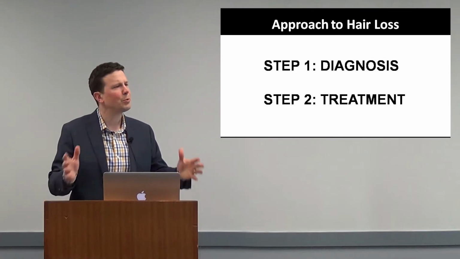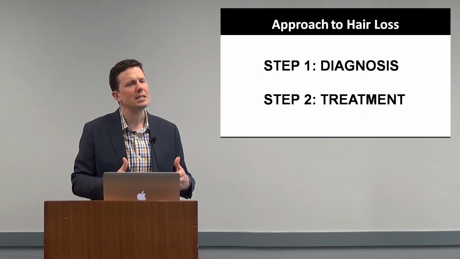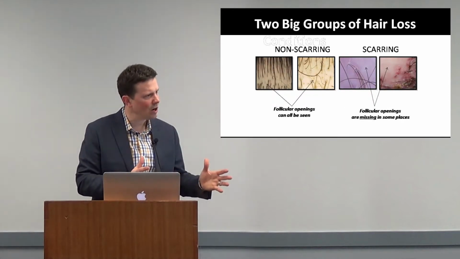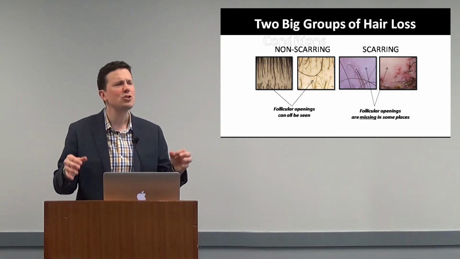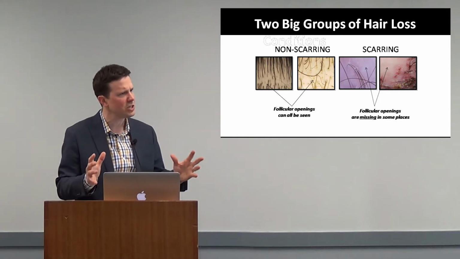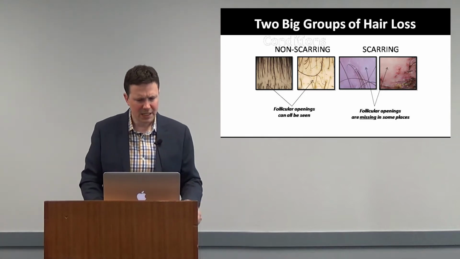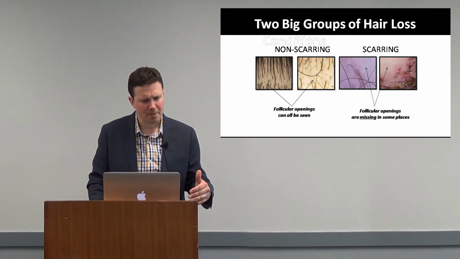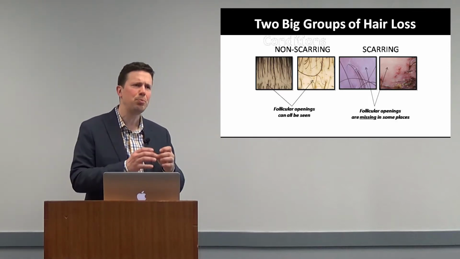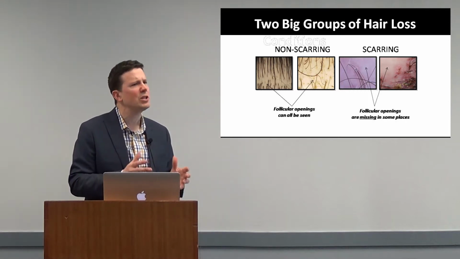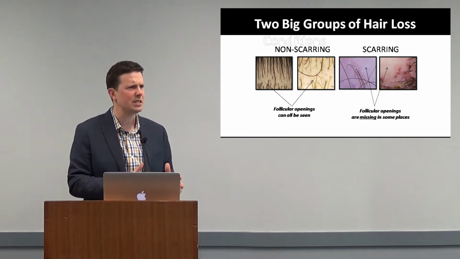And really, when approaching a patient with hair loss, one of the first things that you want to determine is, are you dealing with a non-scarring hair loss condition, or are you dealing with a scarring hair loss condition? These are the two big groups of hair loss conditions. On the left side of this panel, you can see some examples of non-scarring hair loss. The key to non-scarring hair loss is that the follicular openings, or these pores, can be clearly seen when you examine the scalp. The scalp generally looks relatively normal in these conditions.